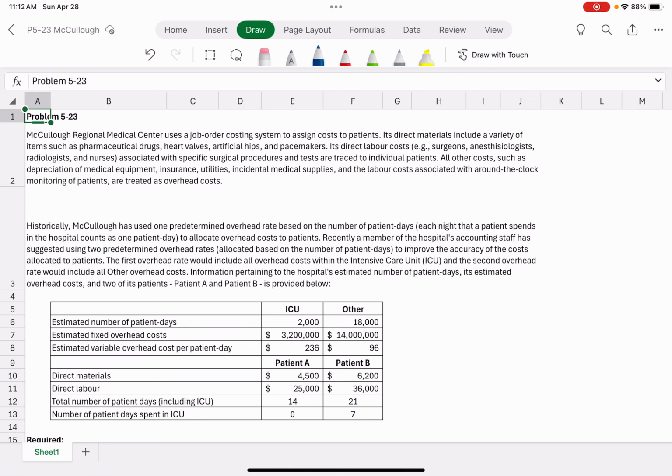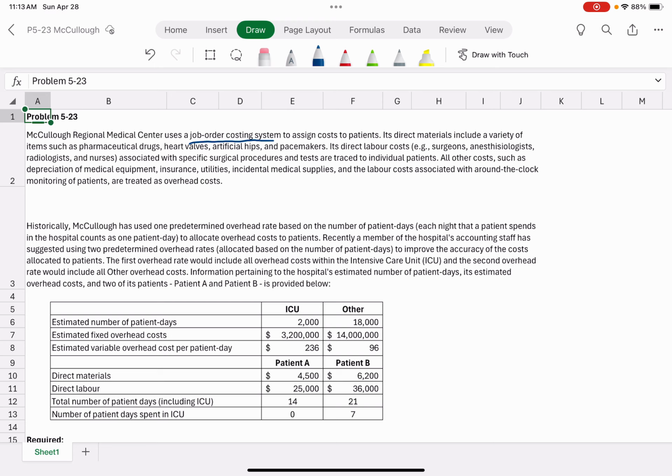For this video, we're going to look at problem 523, which comes from the job order costing chapter. Okay, so we're looking at a medical center that uses a job order costing system to assign costs to patients. So essentially, each patient is a job. That's how they're looking at the costing in this hospital.